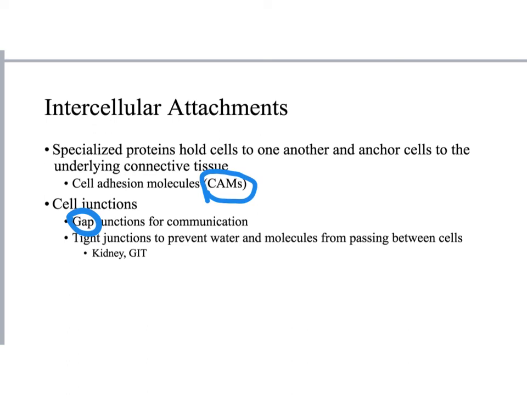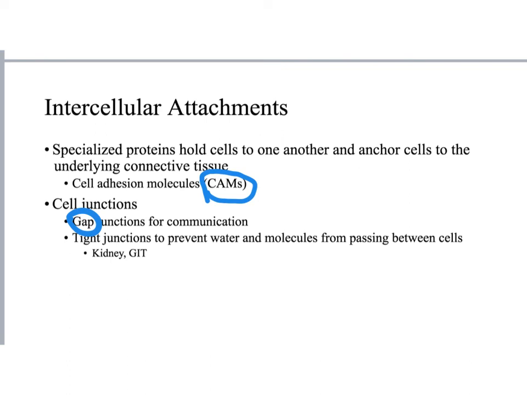Other cell junctions have other specialized functions. So for example, tight junctions, just like they sound, are junctions that hold one cell to a neighboring cell very, very tight. In fact, so tight that not even a molecule of water can pass in between the cells.